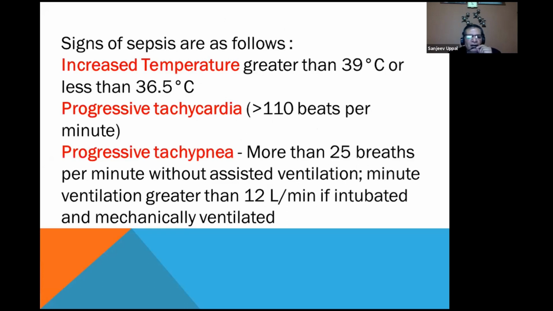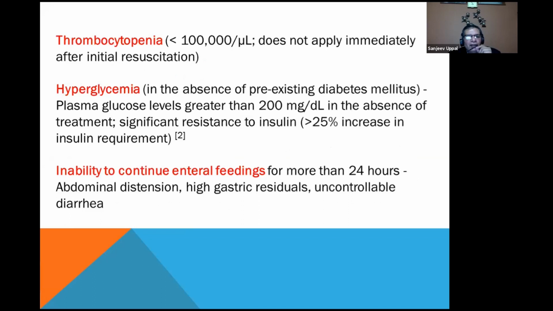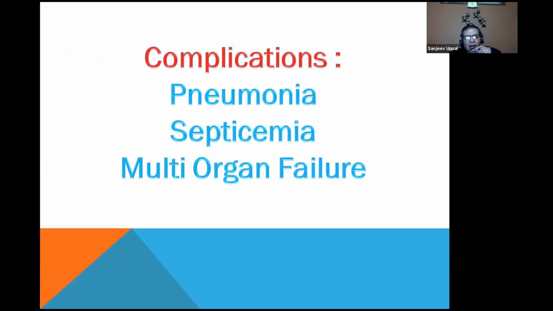Then the signs of sepsis are as follows: increased temperature, progressive tachycardia, progressive tachypnea. These are all because of the systemic inflammatory response by the body. And then thrombocytopenia, hyperglycemia, and inability to continue the enteral feed. So if any one or a combination of these is detected in the ward, it should alarm that the septic patient is going into septicemia. Then there are complications: if the right or aggressive treatment is not begun, with double antibiotics or broad spectrum antibiotics, it can lead to pneumonia, septicemia, and later on multi-organ failure, which can lead to death. The major cause of death in burns is still infection.